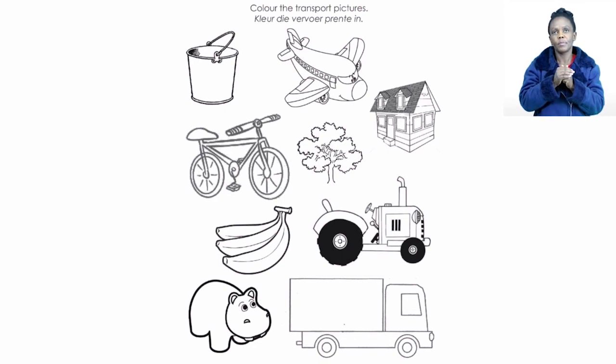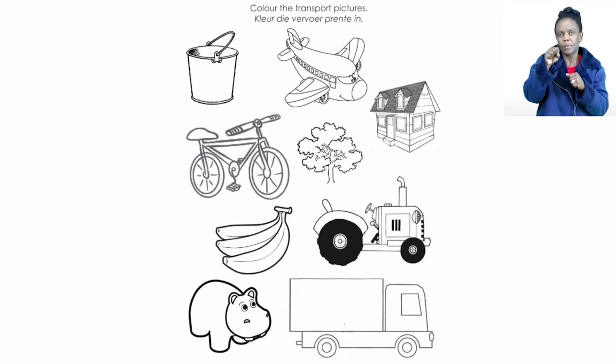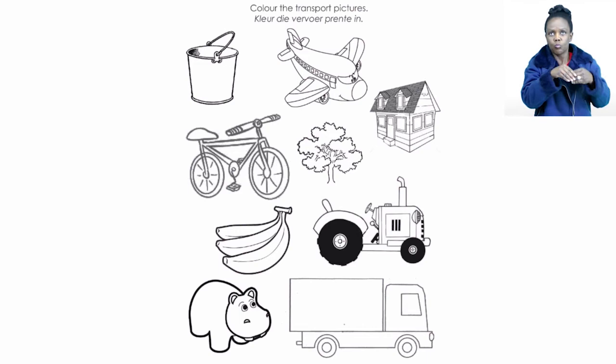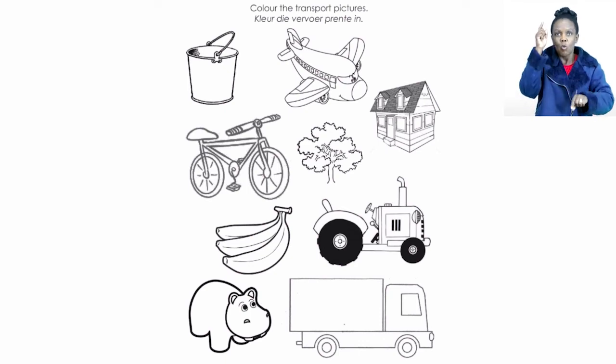Can you ride a bicycle to your friend's house? Yes, you can ride a bicycle to go to your friend's house. So you are going to color the bicycle. How about a tree? Can you use a tree to go to school? No, you can't use a tree to go to school. So we are not going to color the tree. Can you use a banana to go to mommy or daddy's workplace? No, you can't. But you can use a tractor to move around the farm. So you are going to color the tractor.